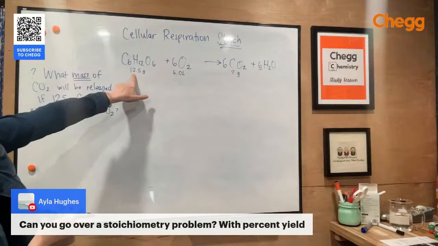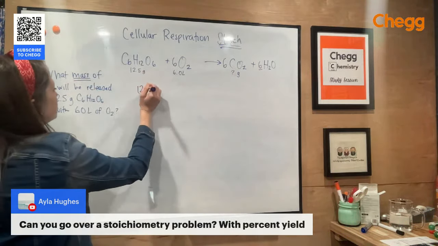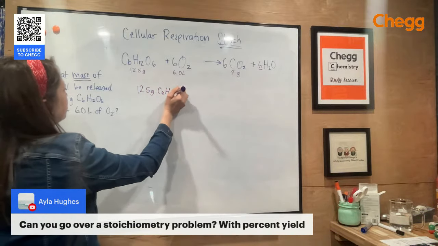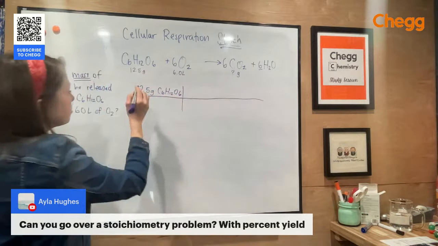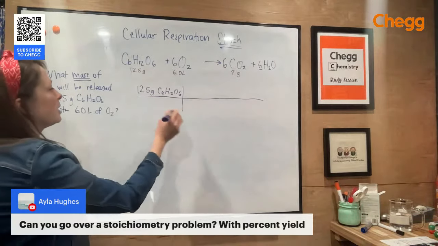All right, so let's go ahead and just start doing the stoich. So I have 12.5 grams of glucose, C6H12O6. So my first step is always going to be to convert this from grams into moles. I'm not going to worry about molar mass right now. I'm just going to worry about putting in my units.